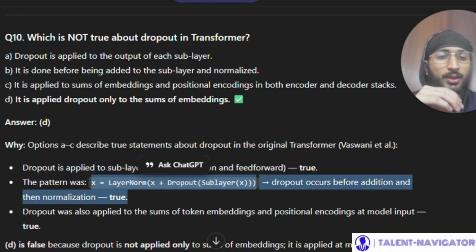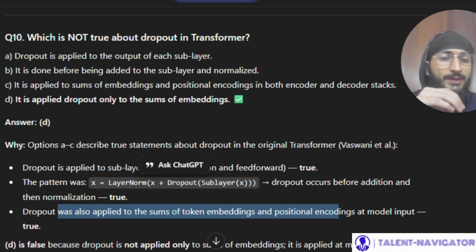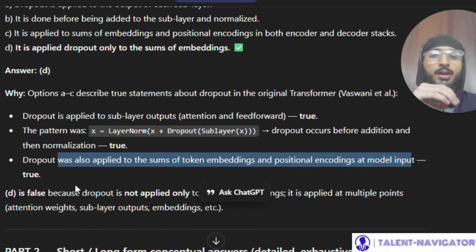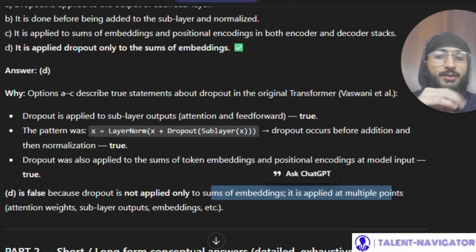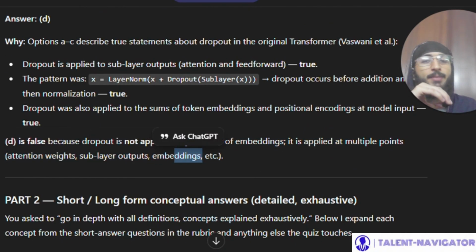The pattern was this: dropout occurs before addition and then normalization, and dropout was also applied to the sums of token embeddings and positional encodings that the model takes as input. The statement is false because dropout is not applied only to sums of embeddings; it is applied at multiple points, right? To attention weights, sublayer outputs, and embeddings.